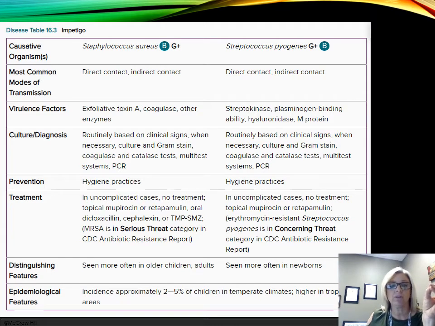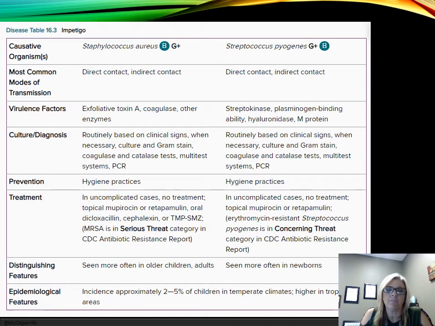So here's some really good information about these two bacteria to put on your flashcards. They're both gram-positive, so you have your Staph aureus and your Strep pyogenes. They're both spread by contact. For Staph aureus, you would want to put that it has an exfoliative toxin and coagulase. For pyogenes, you need to know streptokinase and hyaluronidase particularly. The other two, not as much. I would be familiar with them.